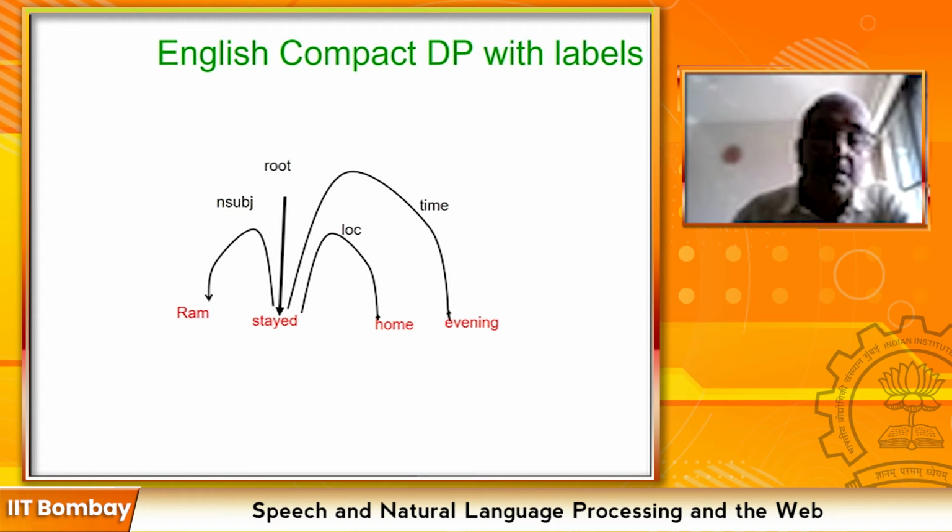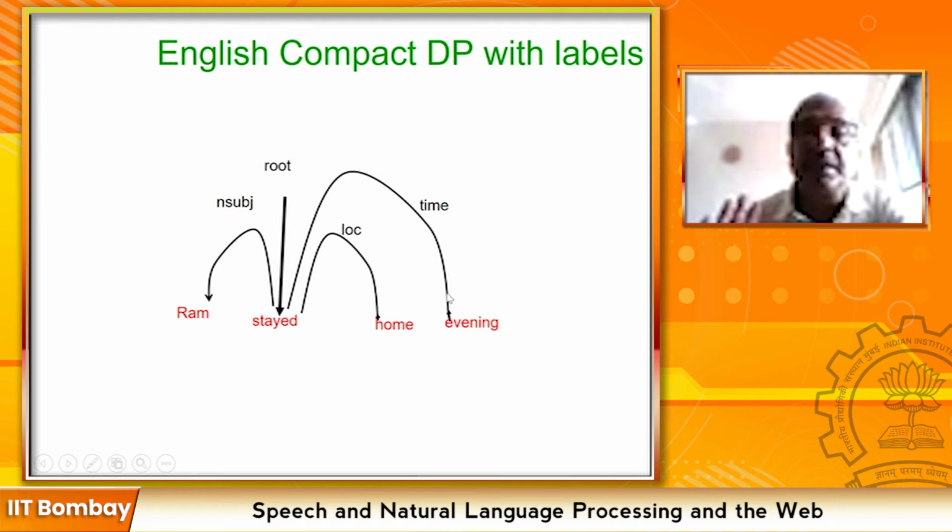So notice the compact representation: state, agent is Ram, location home, and time evening, period. We are done with the essential information. And now you can possibly understand the meaning of the label case. Case means relationship of the nouns with the verbs. This is called case.